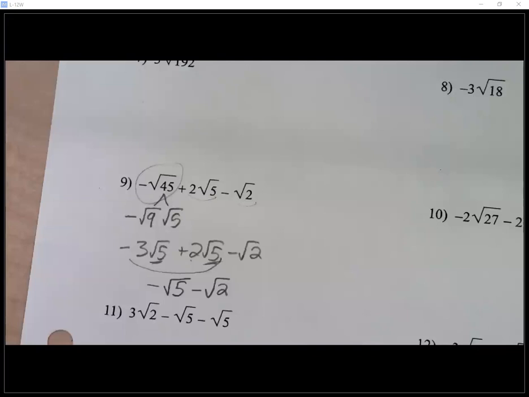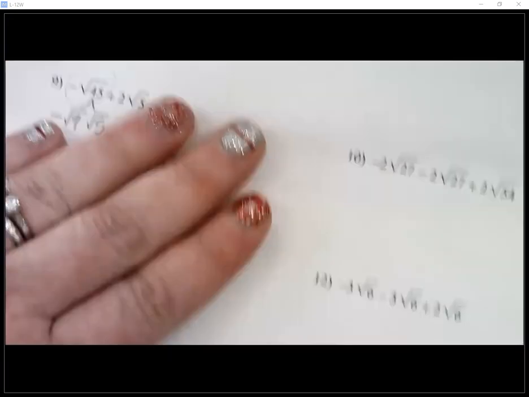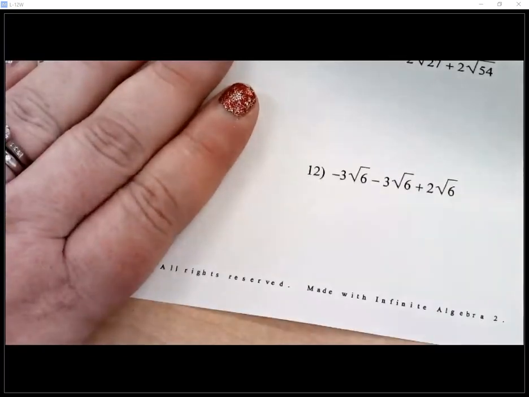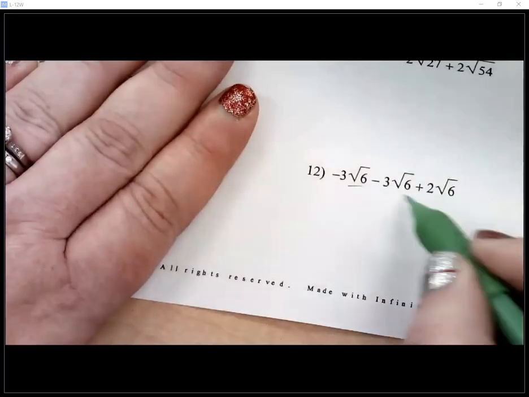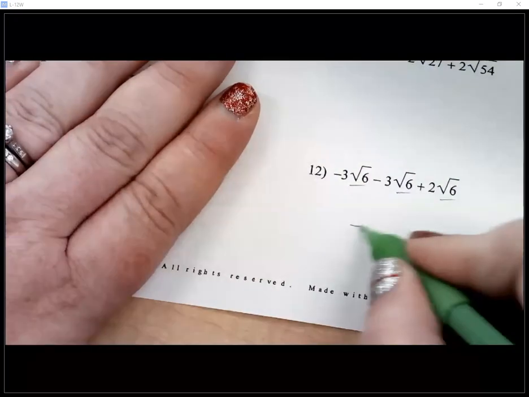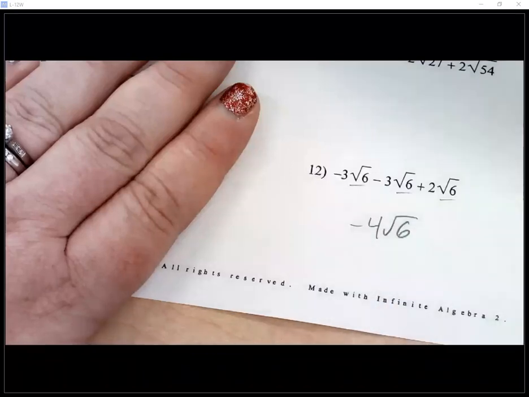That's my answer. Number 12, you get lucky because everybody is already simplified and they're all like radicals. So when you combine them all, what do you get? Negative 4, you say? I agree. Negative 4 root 6. Agreed? Not so bad. All right. Flip.